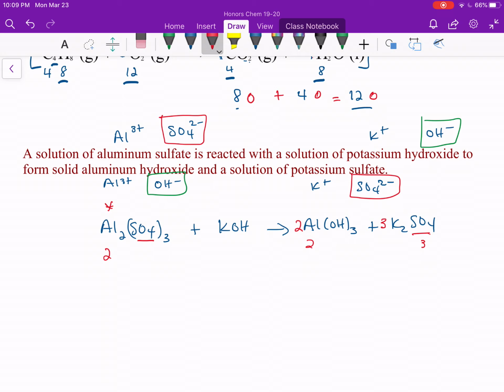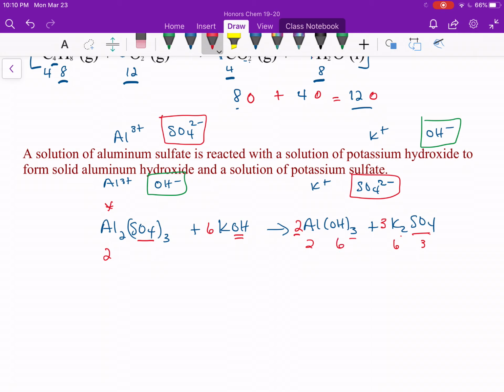Now I go to potassium. Potassium, I have 1 here. Over here, I have 3 times 2, which is 6. And so I would need a 6 there. And if I look at my hydroxide, I have 6 hydroxides here. And lo and behold, 2 times 3 would give me my 6 hydroxides here.